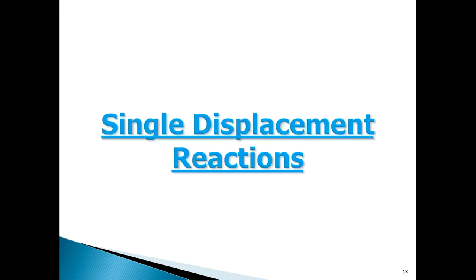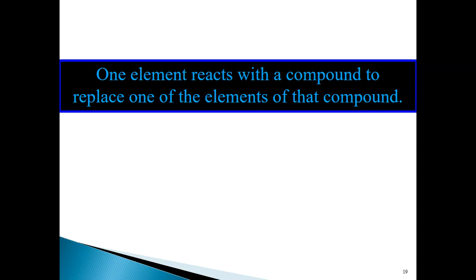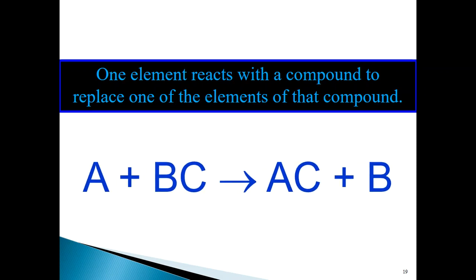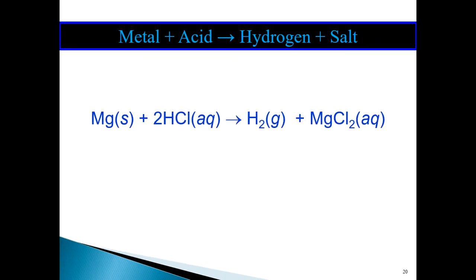Okay, let's talk about single displacement reactions. Now, when it comes to single displacement reactions, this is what happens. You have an element that reacts with a compound and replaces one of the elements of that compound. So hypothetically speaking, let's say you have A, which is one element, reacting with a compound, which is a combination of B and C. Then what happens is that A replaces B and ends up being combined with C, and you end up with B being displaced, right? So that's what we mean by a single displacement reaction.